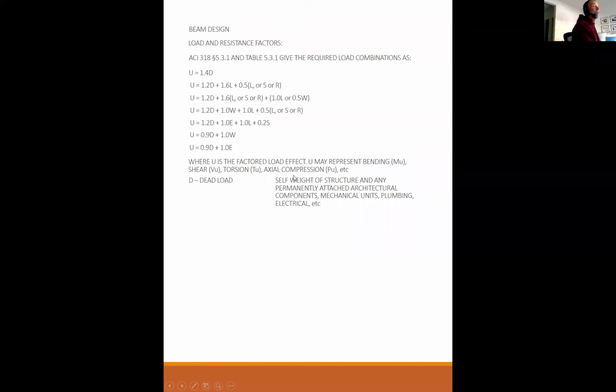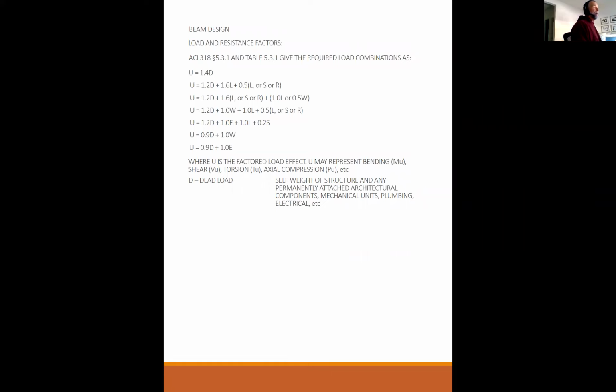Okay, and here's some definitions of each one of these components. Before I do that though, why do we have to have, what do we have here? 7 load combinations. And there's actually more. There's more than 7. There's little sub combinations that go into these. Why do I have to have so many load combinations?